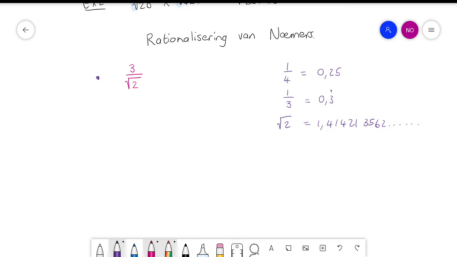Our calculator just stops. What is the most known irrational number?